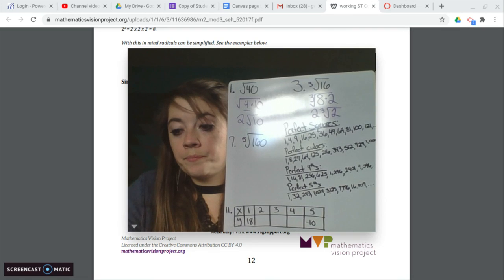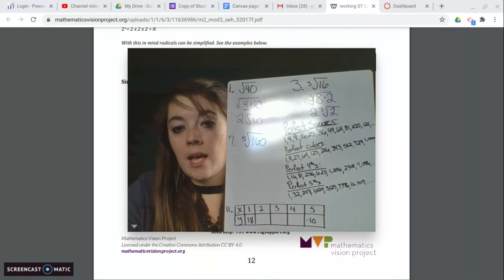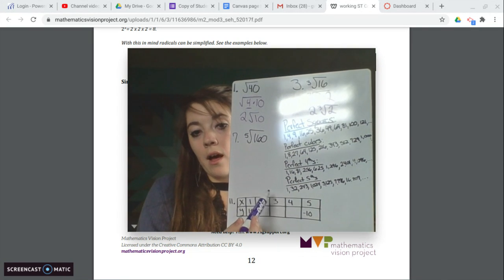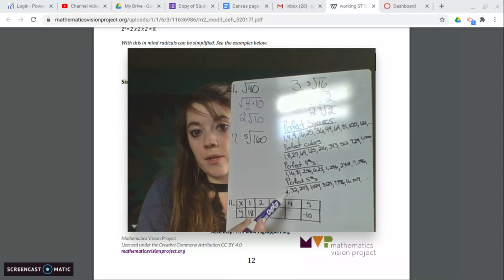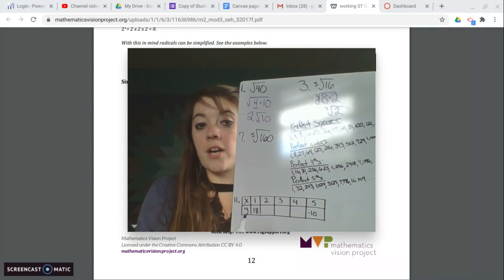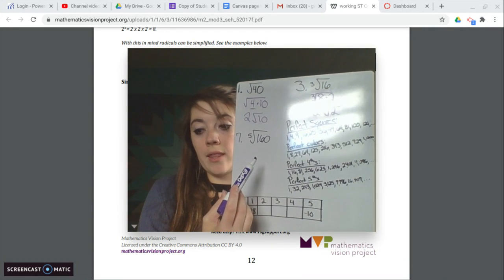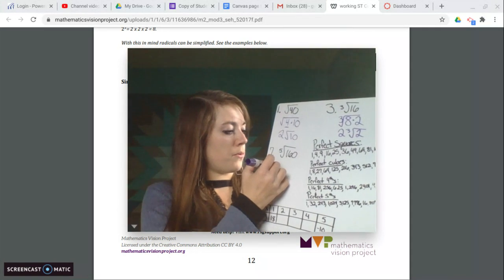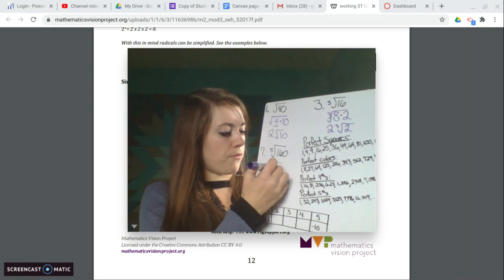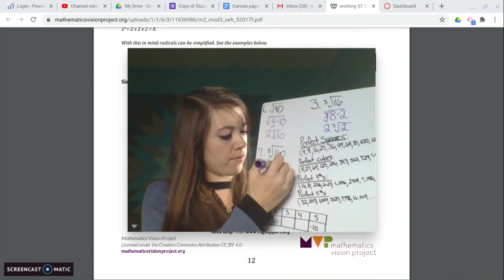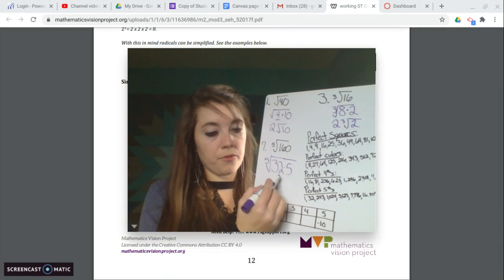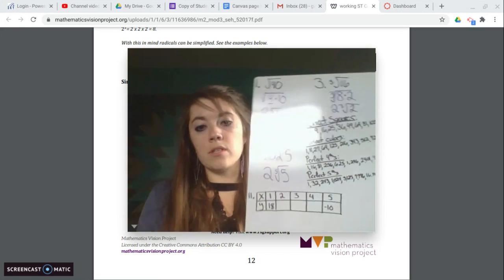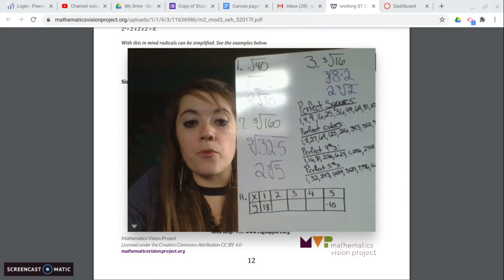So for 7, we need to figure out which of these numbers can go into 160. Well, obviously 243 isn't going to go in there, so 32 or 1. We're trying to simplify, so 32 can go in there. If we multiply 32 by 5, we do get 160. So this is the fifth root of 32 times 5. Take the fifth root of 32, we're going to get 2. Can't take the fifth root of 5, so it's 2 times the fifth root of 5.